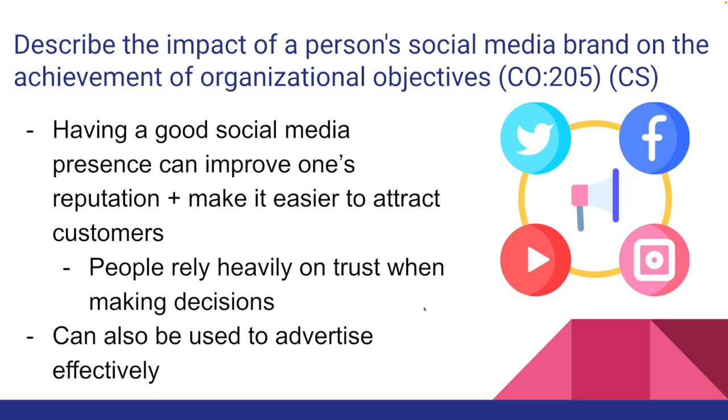Describe the impact of a person's social media brand on the achievement of organizational objectives. So having a good social media presence can improve your reputation, and with a better reputation, it makes it easier to attract customers. This is because people rely heavily on trust when making purchasing decisions. And if you, as a social media influencer or even as a personal social media, seem very reputable, it can lead to, at the very least, less objection while trying to make a sale.